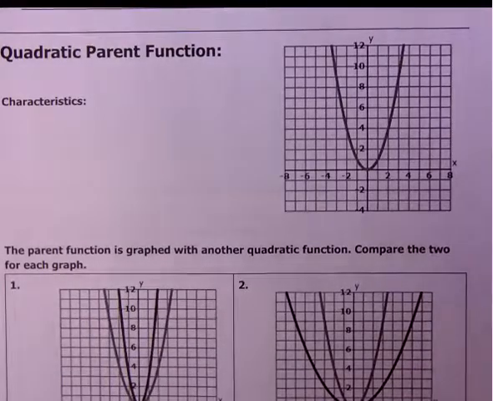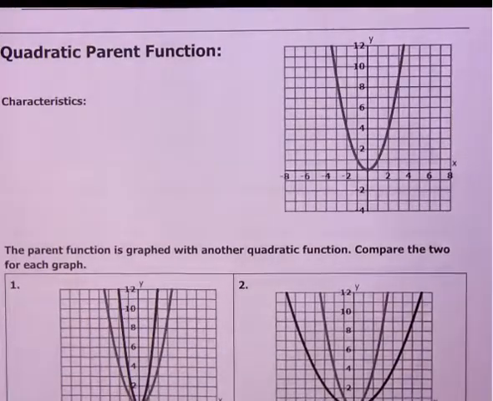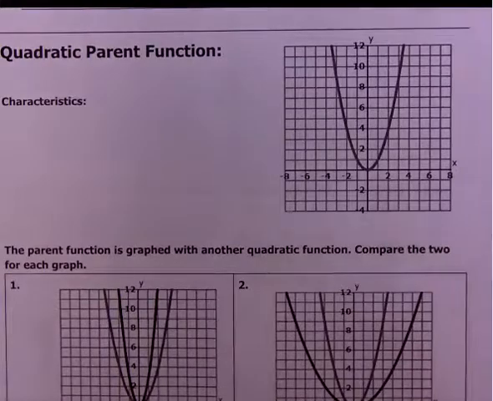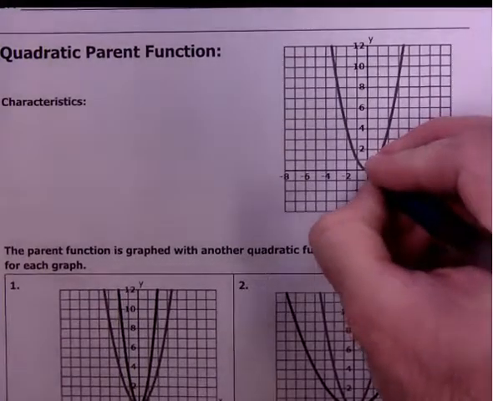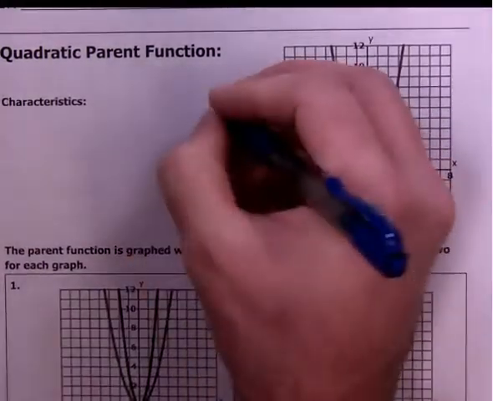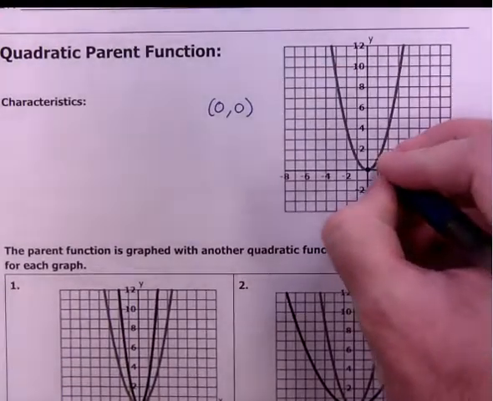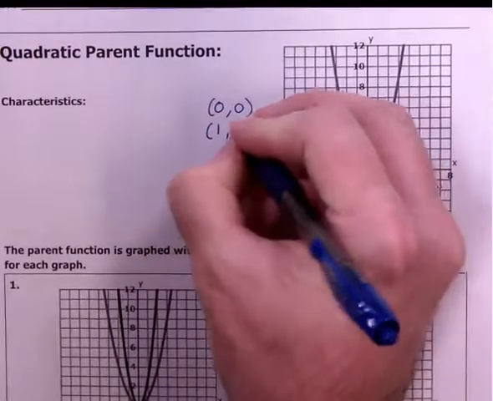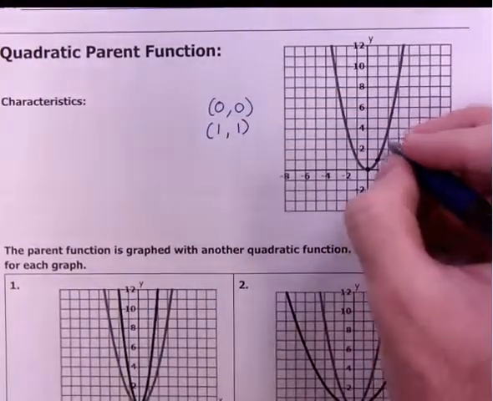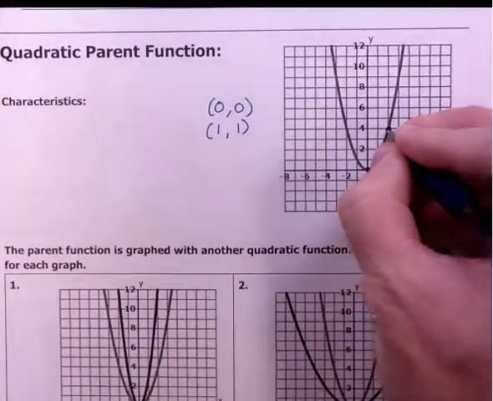Alright, today we're doing graphing quadratic transformations. The first graph we have up top here is the quadratic parent function. We've done the linear parent function. The quadratic parent function always goes through the point 0, 0, which is its vertex, over 1, up 1, so 1, 1, and over 2, up 4, which gives us our other point.